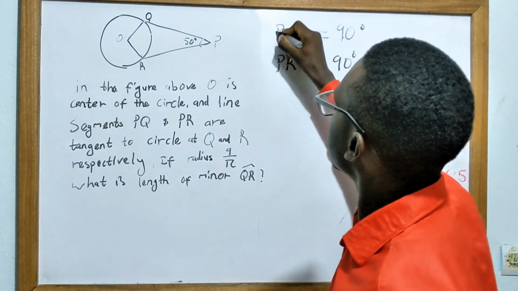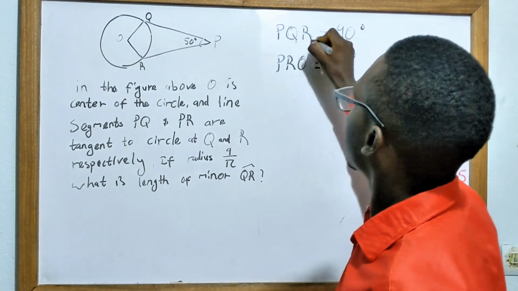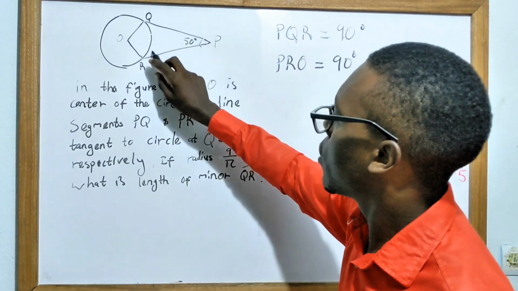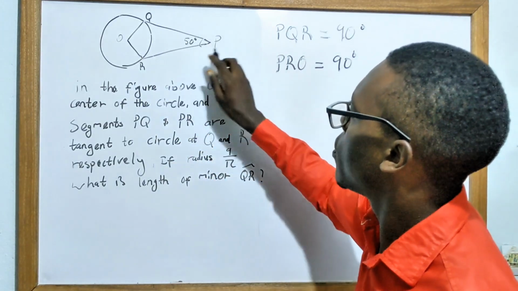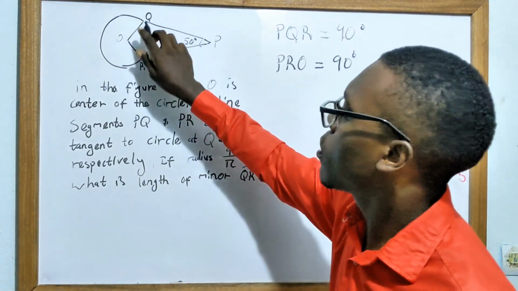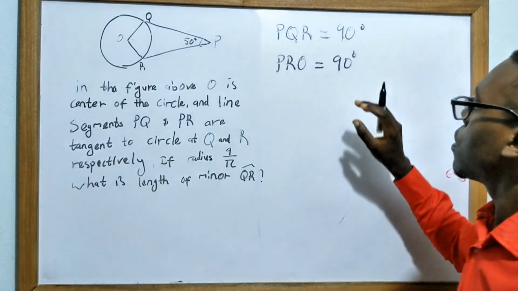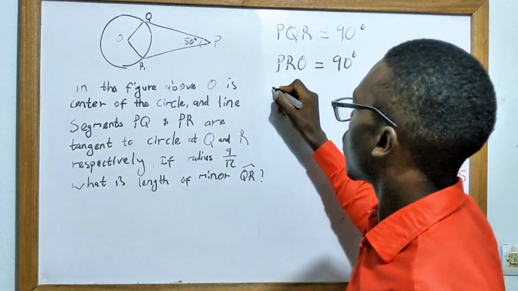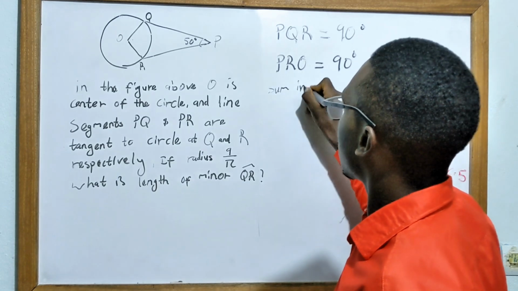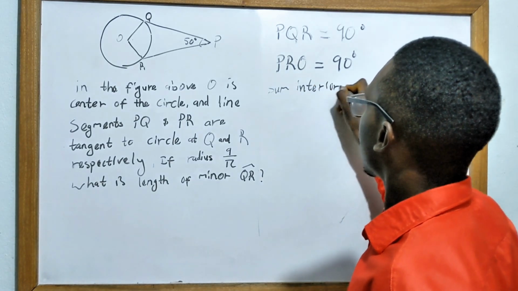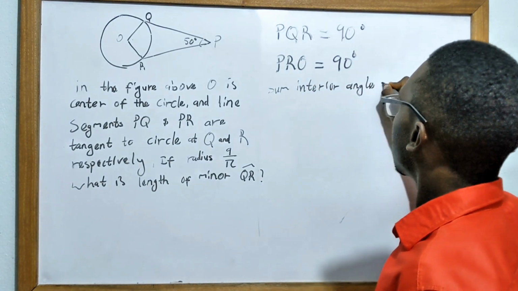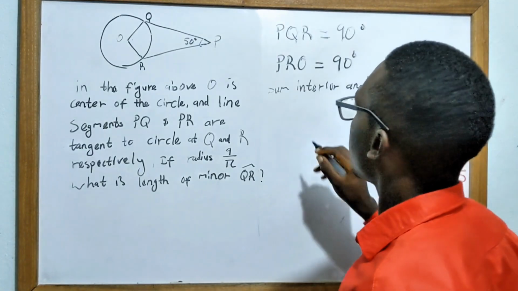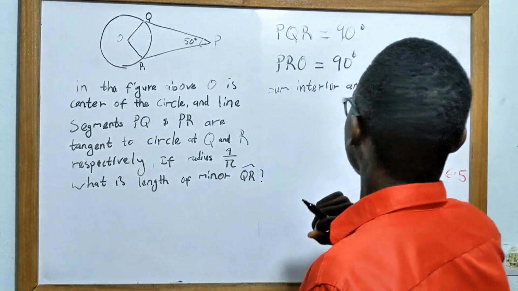Okay, since it forms a tangent, if you draw a line here, you're going to see it's forming a right angle, so here you will have 90 degrees at this point. This angle here is 90 and this angle also is 90 degrees. We know that this is a quadrilateral, and the sum of the interior angles is equal to 360 degrees.